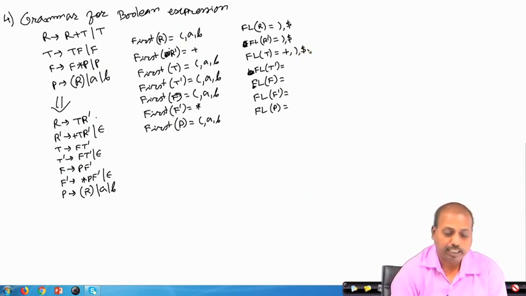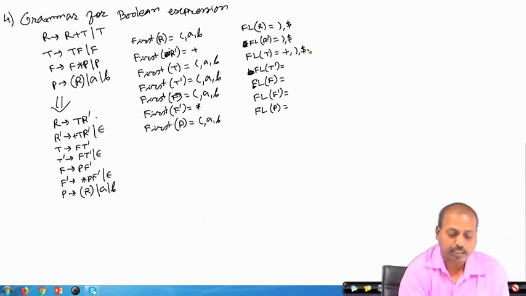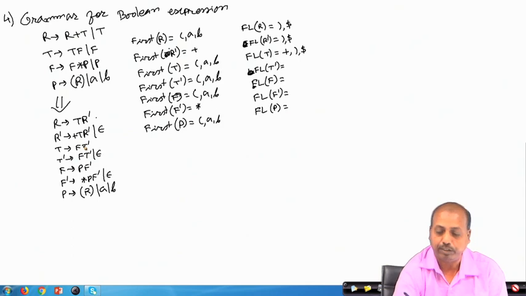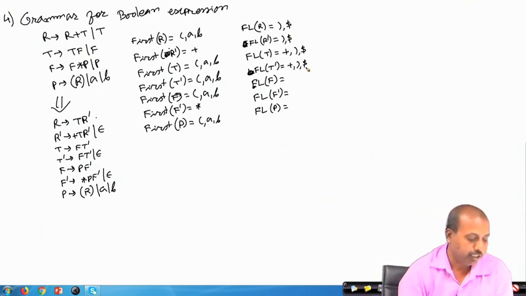Now, follow of T dash. Whatever is in follow of T is in follow of T dash by this rule, T producing F T dash. So, this plus, close parenthesis and dollar, they come to the follow of T dash.